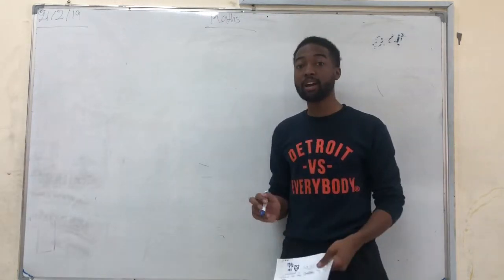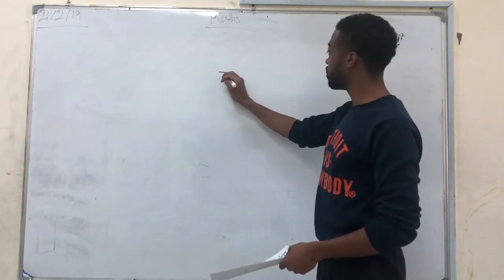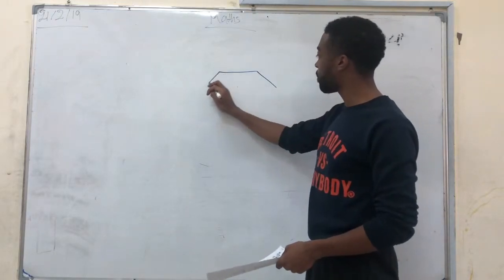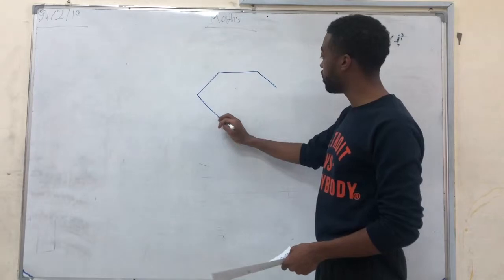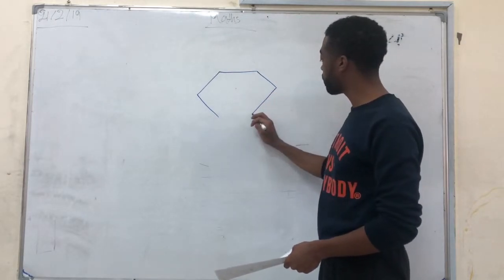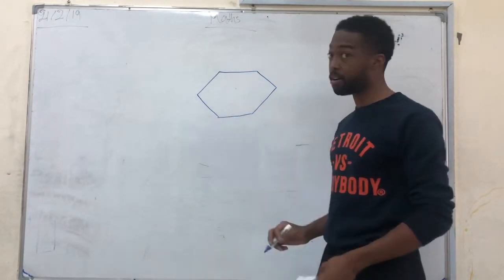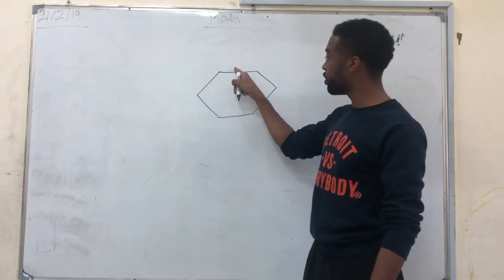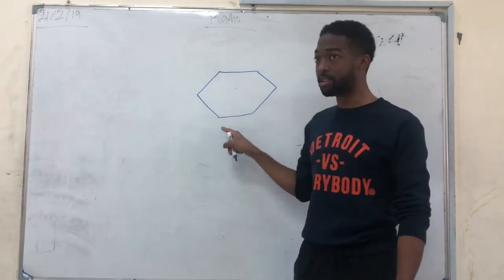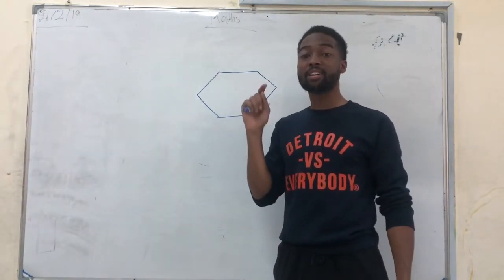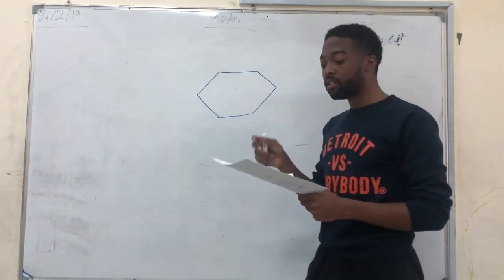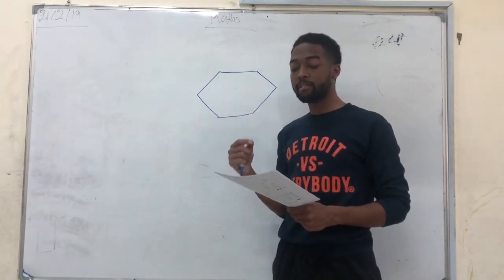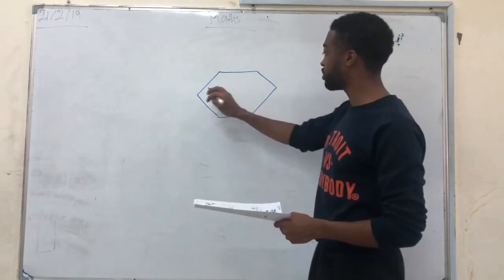It says to draw a hexagon. So I'm drawing a hexagon: going here, going here, going here, going here, going here, then I'm closing it here. A hexagon has 6 sides. 1, 2, 3, 4, 5, 6 sides. I need to know how to use triangles to prove the sum of a hexagon's interior angles.